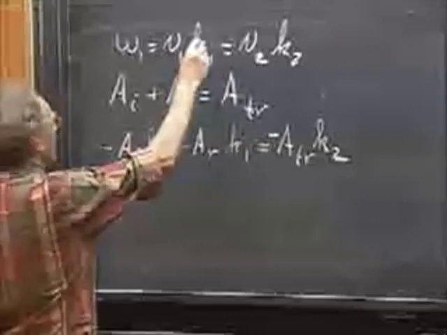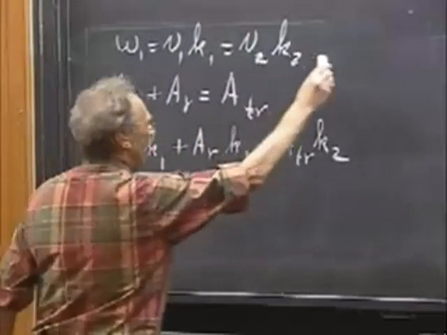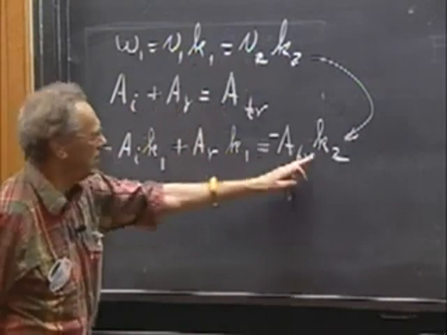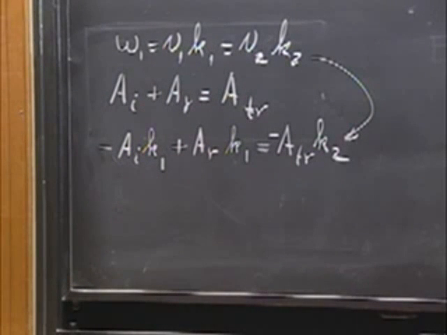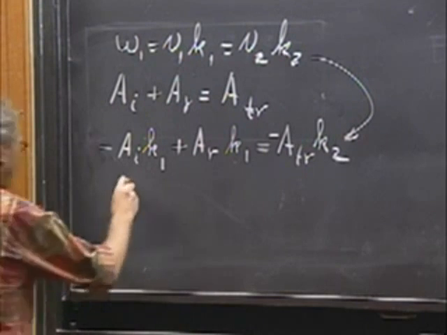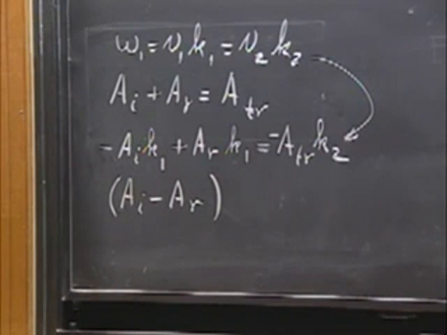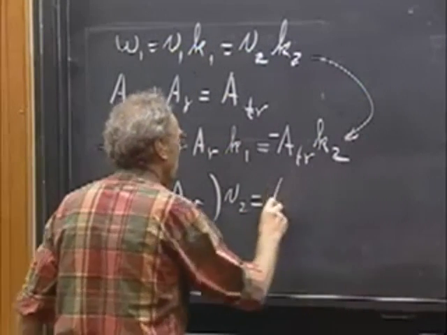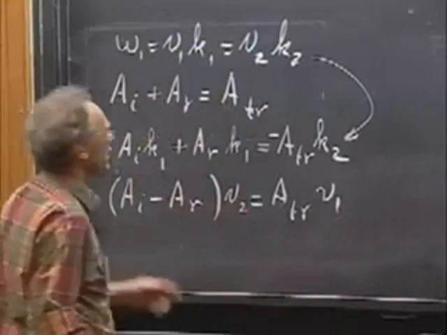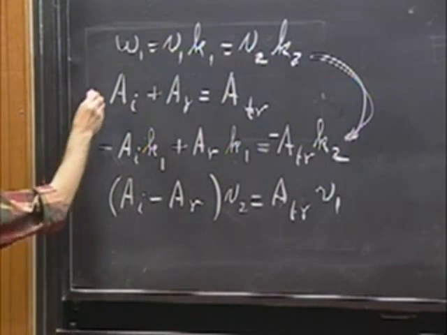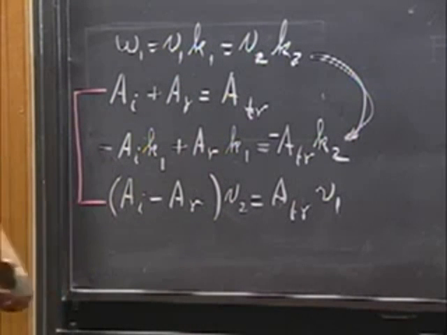If you calculate for this one k1 over k2, and you substitute that in here, then you can replace the k's by the ratios of v's. You see that? So you take k1 divided by k2, and you get rid of your k's. So when you do that, you get A of I minus A of R times v2 equals A transmitted times v1. So that is simply combining these two. And so now all you have to do is calculate the ratios of those amplitudes for this equation, one equation with three unknowns, and the second equation with three unknowns.